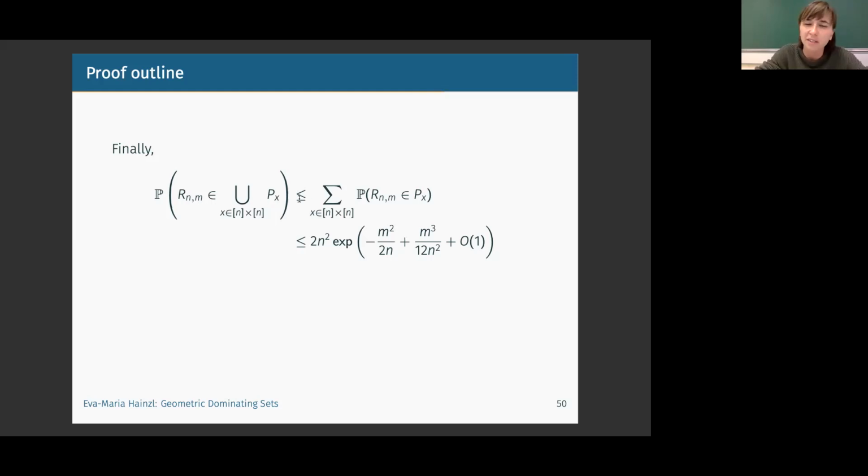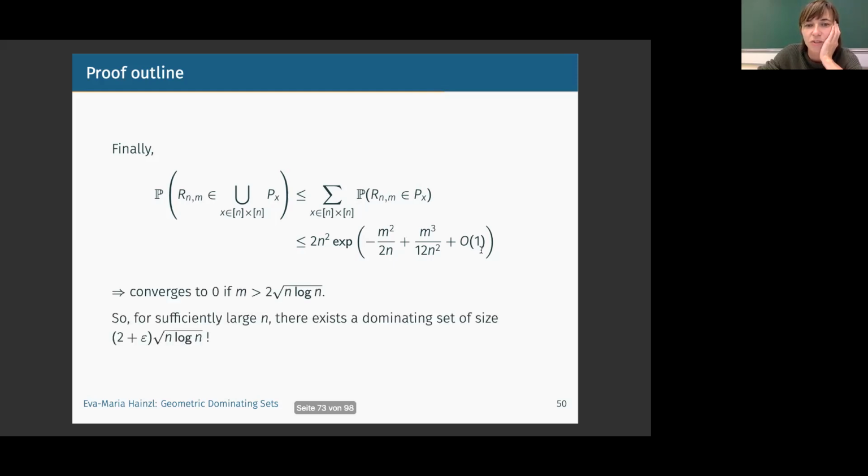Then this inequality is basically the union bound. If you do not know it, don't worry, it's a classic. And now we can just plug in this probability that we just computed that was independent of x. So this is just n squared times this probability. And if we choose m larger than 2 square root n log n, then this probability converges to 0. So at some point it will be smaller than 1, and we know that there exists a dominating set of size 2 plus epsilon times square root n log n.